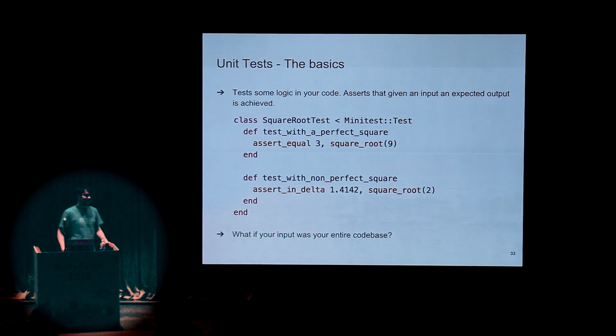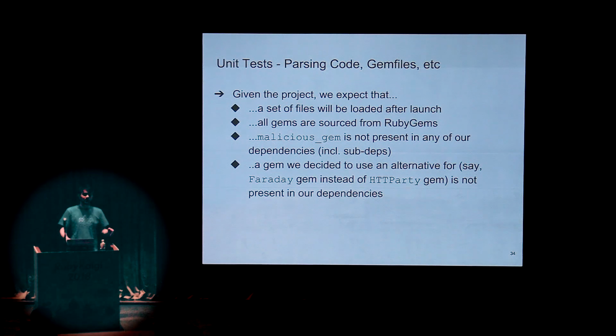But what if the input was all of your code? So this is a test that takes your entire code base and just shoves it into the test. What can we do there? Well, given a project or the code base, we can say, we expect that a set of files will be loaded after launch, like the example I showed you. Or all gems are sourced from RubyGems, similar to the example I showed you before. Or a malicious gem is not present in any of our dependencies. Or a gem we decided to use an alternative for, say Faraday over HTTParty, is not present in our dependencies. And you can think of probably a few more examples by parsing and linting code.